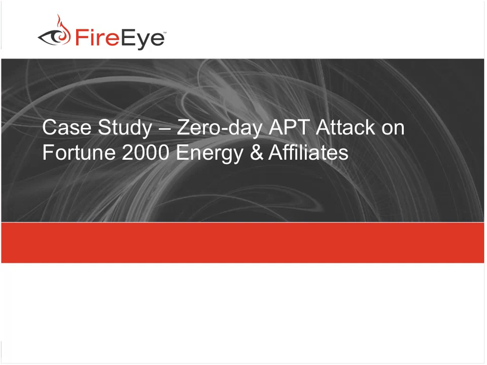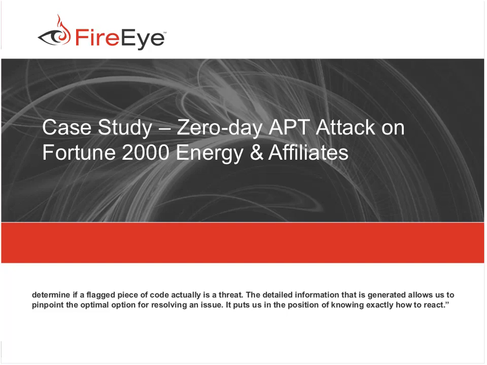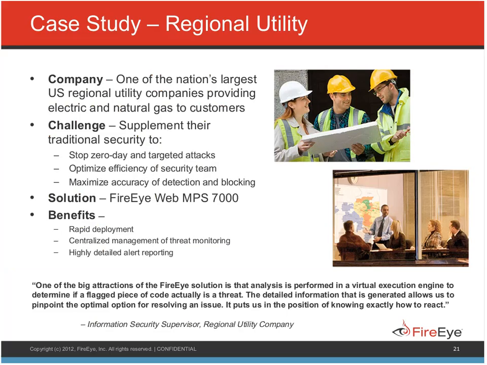And so let me talk a little bit about a case study and step you through one of the organizations that we help to protect here at FireEye and what we found on their network. We have a regional utility. It's one of the largest U.S. regional utilities that produces and provides both electricity and natural gas to its customers. What they were looking to do is begin protecting on the web security side, because they were able to very quickly understand that the web was one of the main points of entry for all the different types of malware that they were seeing on their network.